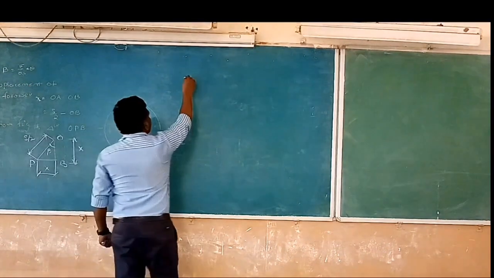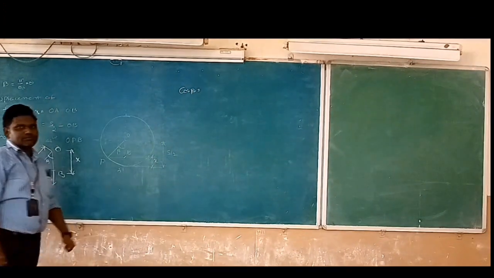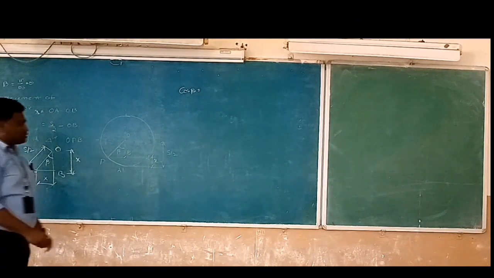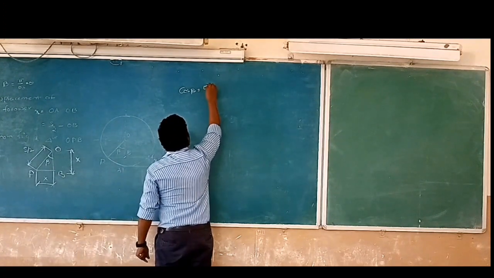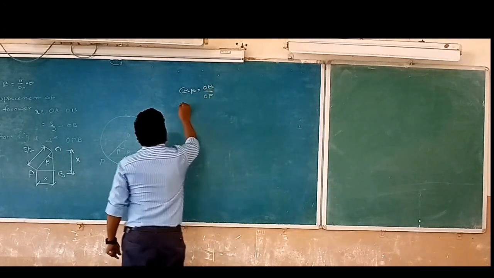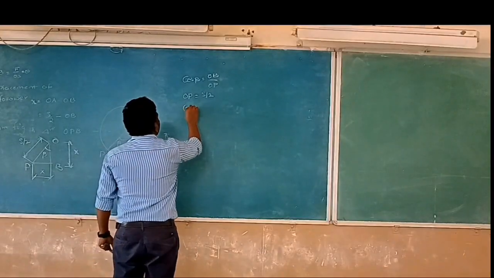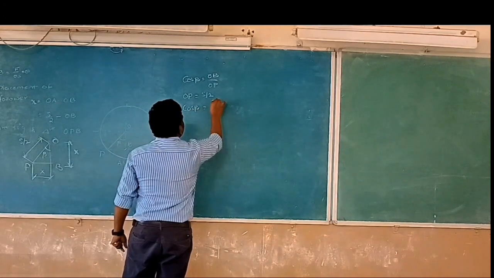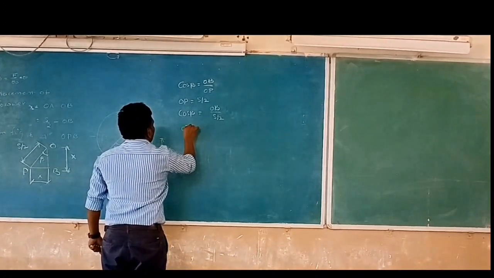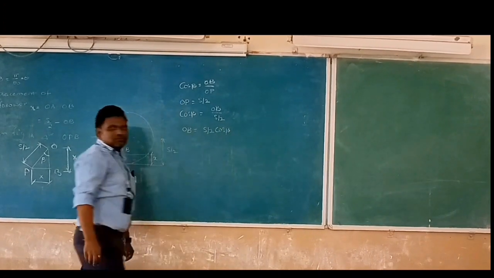On this, cos beta is equal to adjacent side by hypotenuse. What is adjacent side? OB divided by hypotenuse, that is OP. So OP is equal to S by 2. Cos beta is equal to OB by S by 2. OB is equal to S by 2 cos beta.